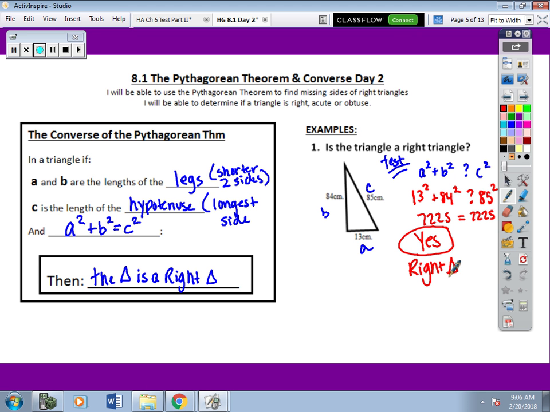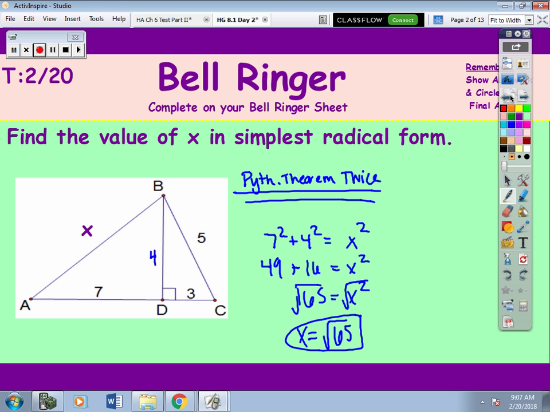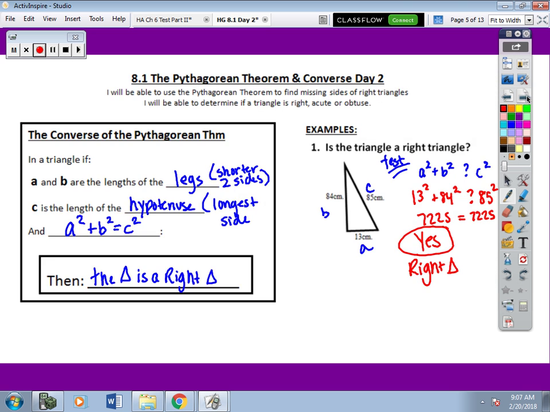So now that we've learned this, you could actually go back to the bell ringer. We could actually prove that the big triangle was not a right triangle because it wouldn't satisfy the Pythagorean theorem once we found the side lengths. So once we found the square root of 65 squared, which would be 65, plus 5 squared will not equal 10 squared. So if you wanted to go back and test that, we could.